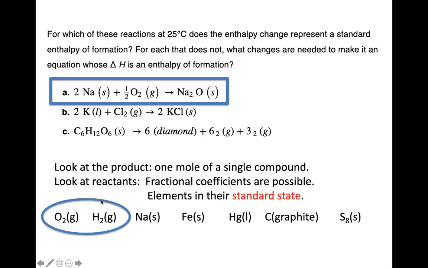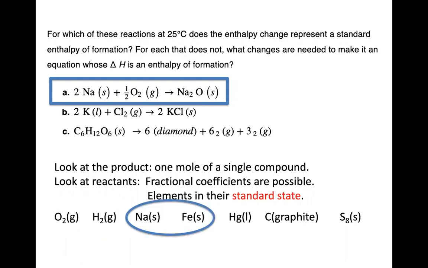I want you to know the diatomic gases. That's a skill that I think you already have. Those are the elements in their standard state when we're looking for things like oxygen, hydrogen, chlorine. You know the diatomic gases, so we want to be able to recognize that those particular elements are found as diatomic gases in their standard state.